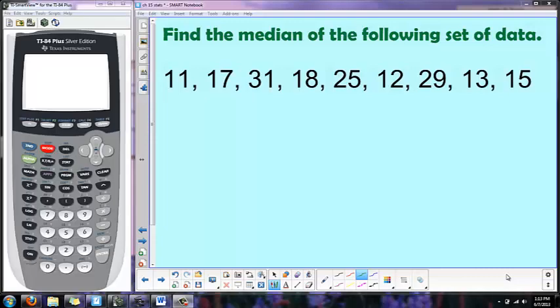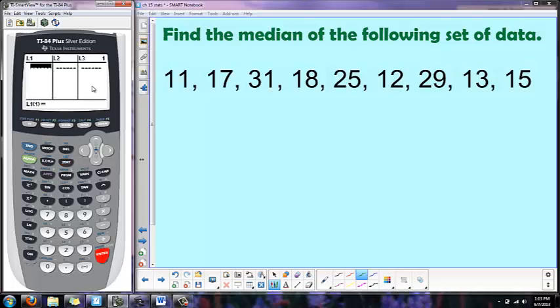So we're just going to continue right where we left off. We're going to find the median of this set of information. If you didn't do this already, on your graphing calculator, you're going to go to the Stat button, and then the first option right there is Edit. We're going to edit the list.